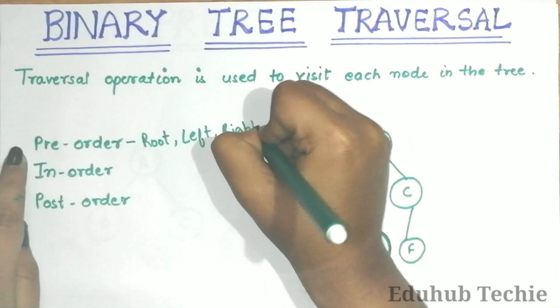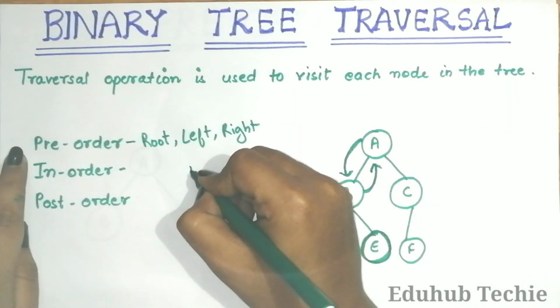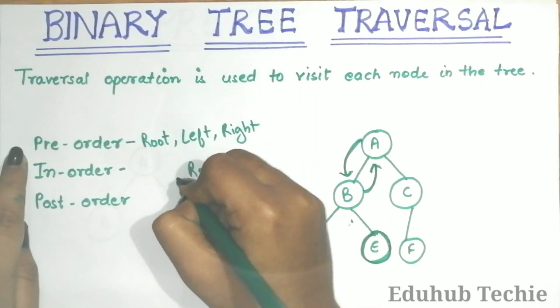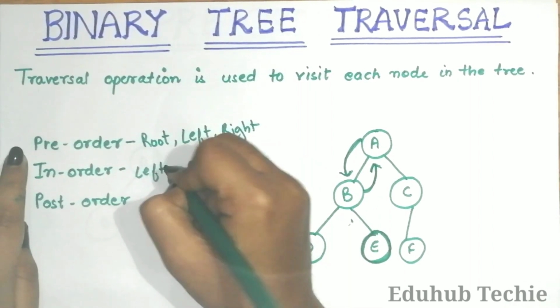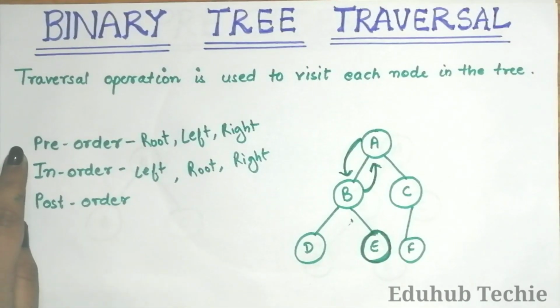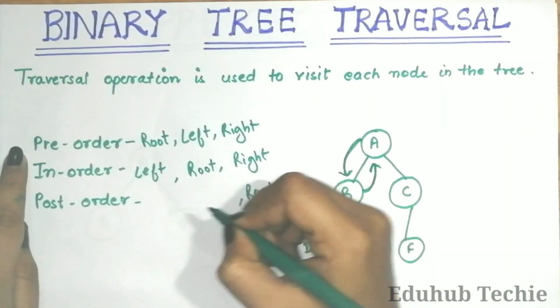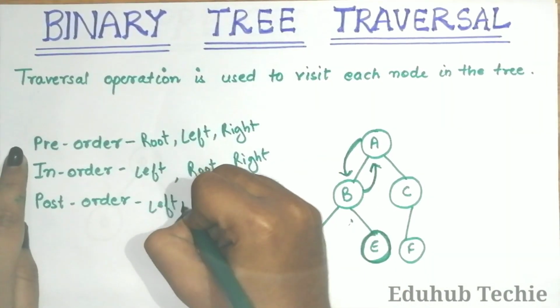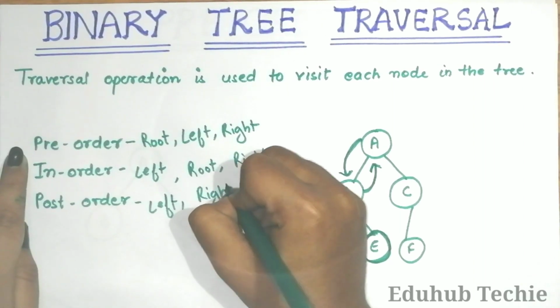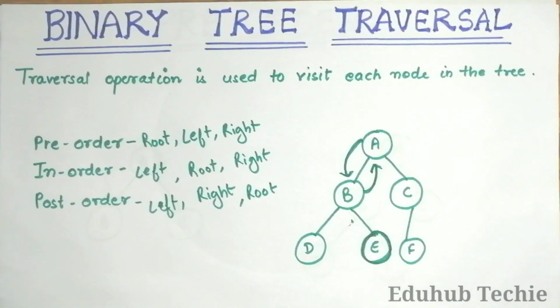Okay. Then comes in-order. What do we understand from in? That is in between. So root will be in between. So left will be in the left and right will be in the right. Okay. Next is post-order. So post means बाद में, last. So root will be at last. Left, right, root. Okay. So we will see this in detail.